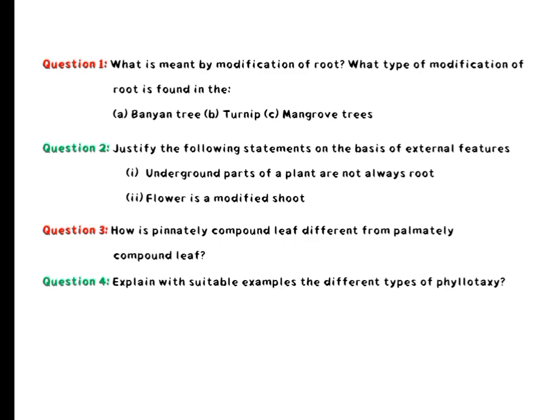Okay, then next one is, justify the following statements. First one is, underground parts of a plant are not always root. Correct. Maybe underground stem can be seen. So just write about the underground stem with some examples. Then, flower is a modified shoot. Yes, obviously flower is a modified shoot. Only during the flowering season the apical meristem gives the floral meristem.